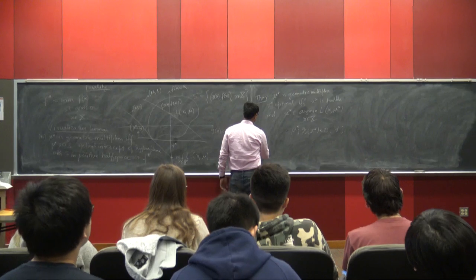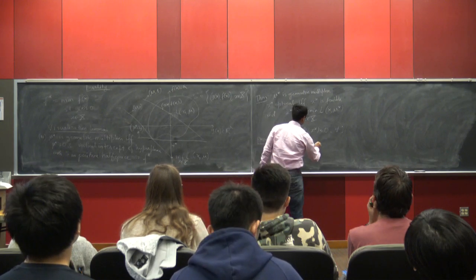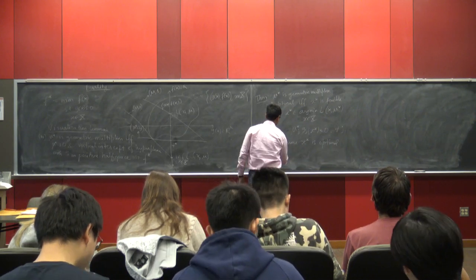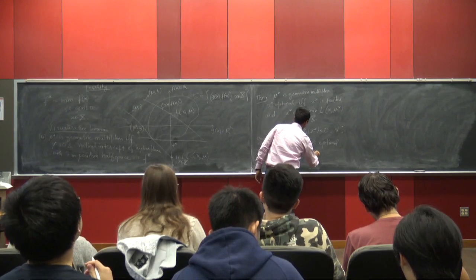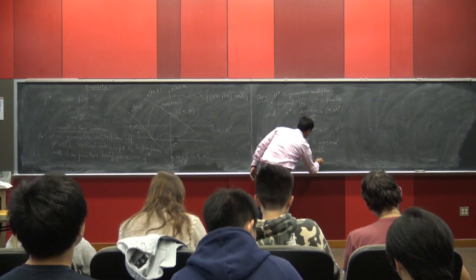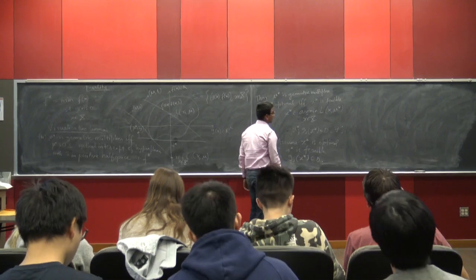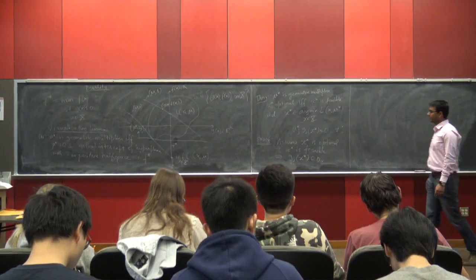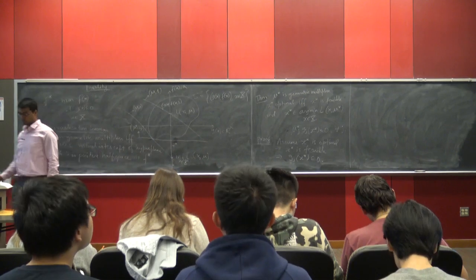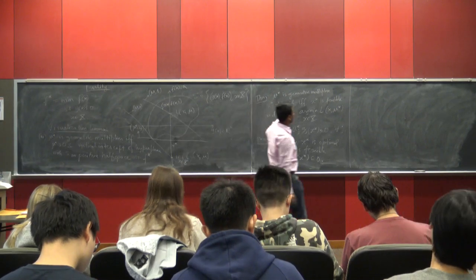So I'm assuming that x star is optimal. So since it is optimal, then it means that x star is feasible, which means that g j of x star is less than or equal to 0. Okay? And we know that mu star is a geometric multiplier.